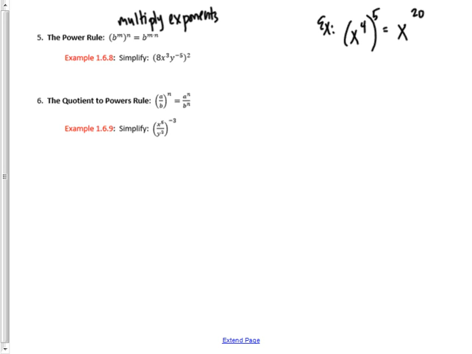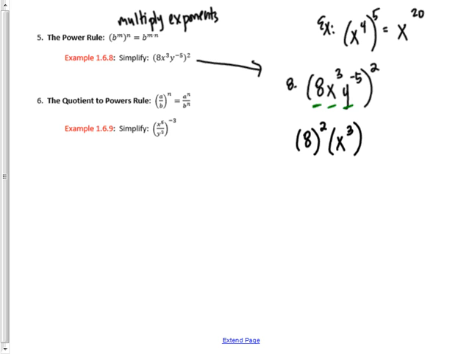Okay. Alright, so for room, let me do this one over here, number 8. 8 x cubed y to the negative fifth squared. Alright, so this one, you have three bases, an 8, an x, and a y. So separate them. Say, alright, I want to raise the 8 to the second power, the x to the third to the second power, and the y to the negative fifth to the second power.